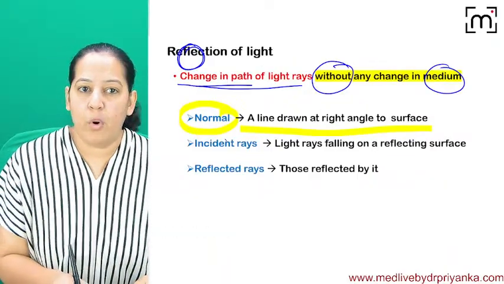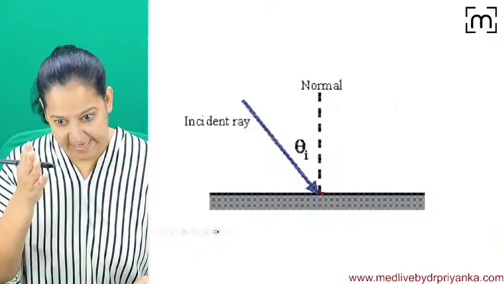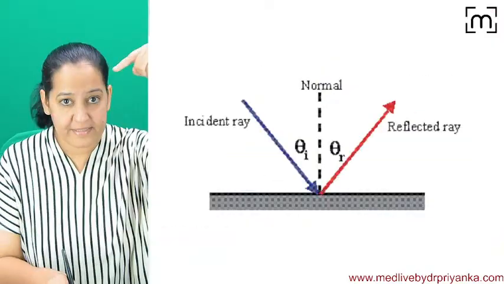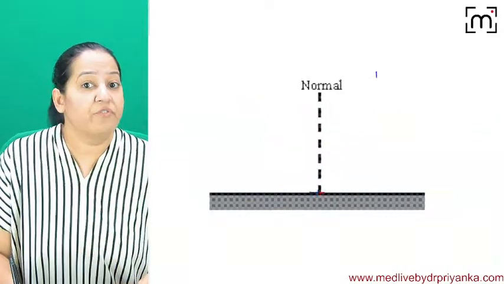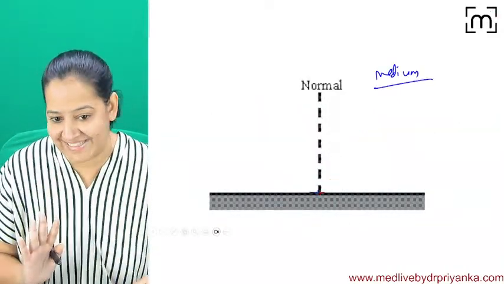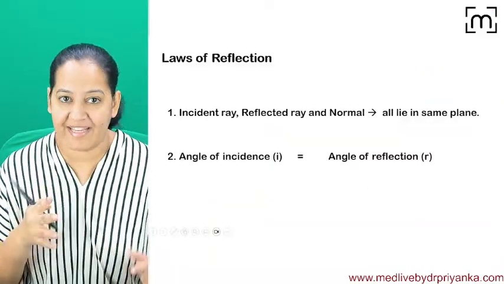Okay. So you know what is incident ray, what is reflected ray, and this is normal. You can see here in the video also. See it again. This is the normal, this is the incident ray, this is the reflected ray. So there is no change in medium, there is change in the path of the light. This is reflection. I guess everyone knows.